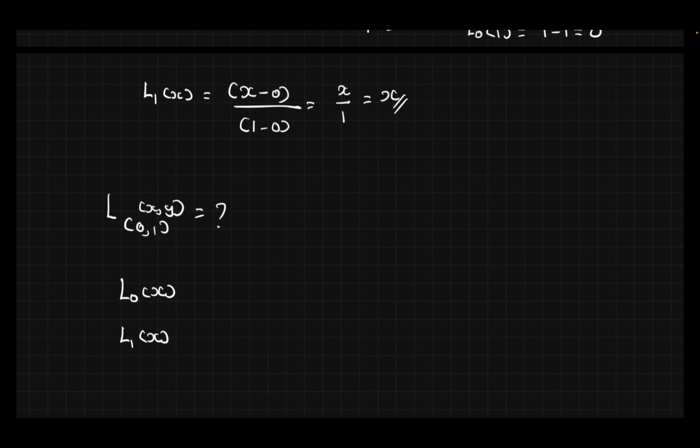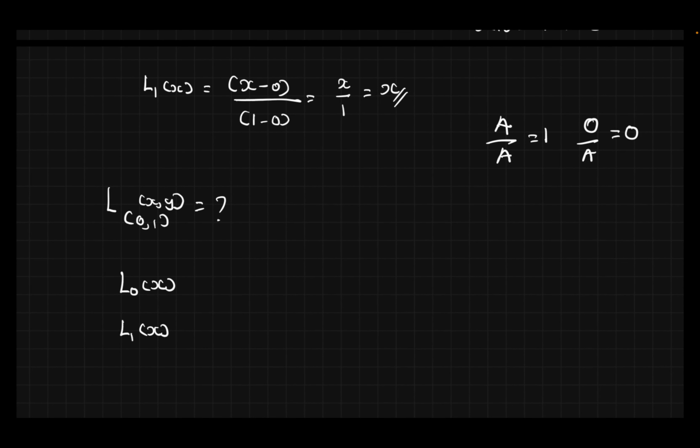And how did we do that? Remember that we said that if we want something to be 1, we do a over a. That will give us 1. And if we want something to be 0, we do 0 over a. That will give us 0, right? So we want to do the same thing here. Right now, our interpolating set is 0 and 1, a single variable, 1 bit. So for L0, we want that if you give it 0, you get 1, and if you give it 1, you get 0.